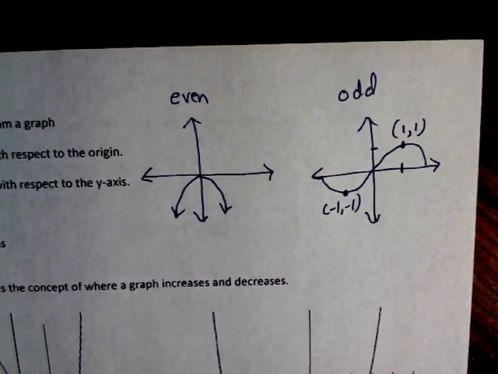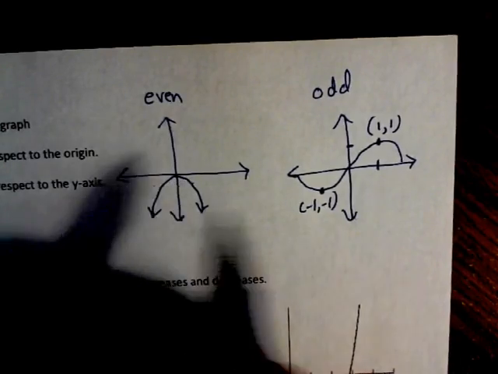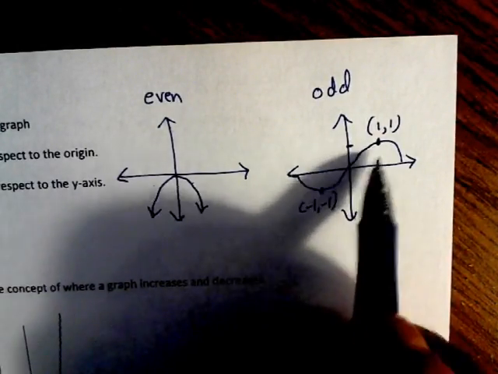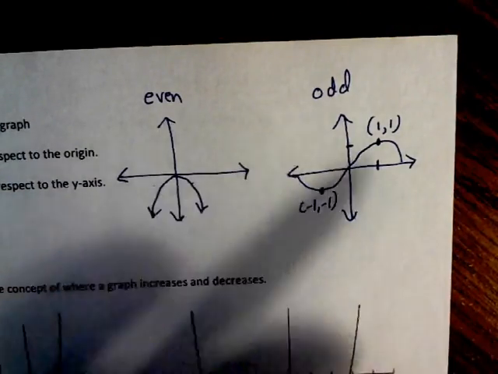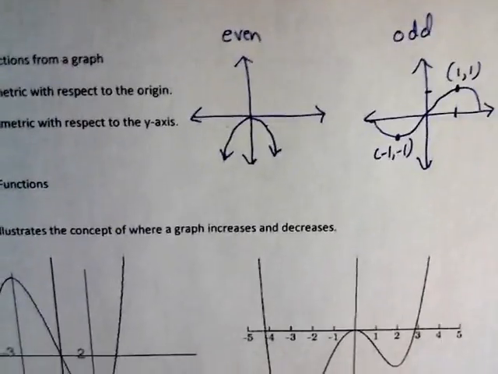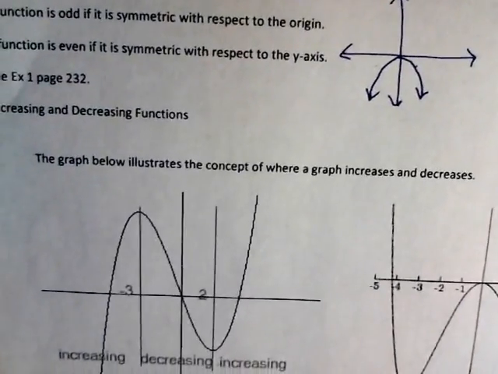So when we look at odd or even functions, even is symmetric about the y-axis, odd is symmetric about the origin. And again, we'll look at more examples of these in class. So that's a property, odd or even functions.